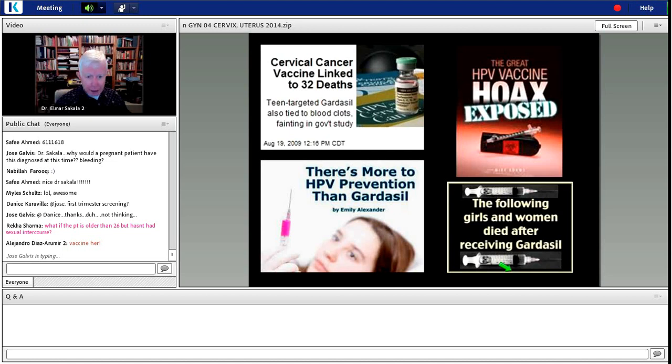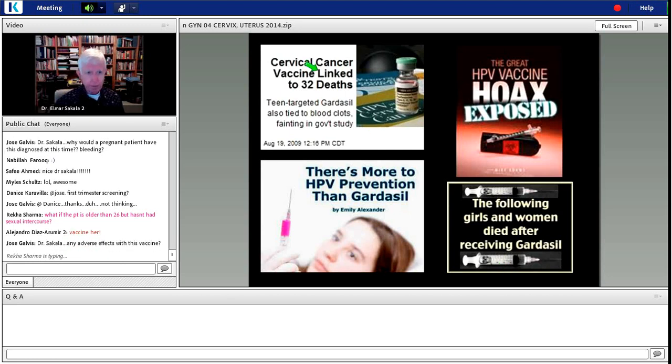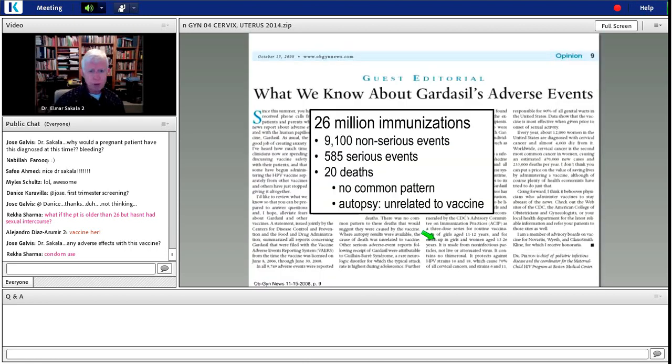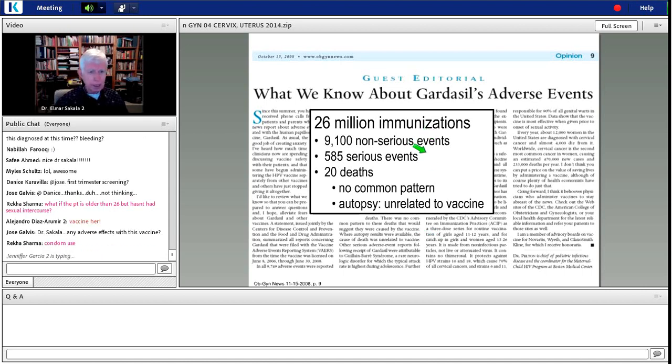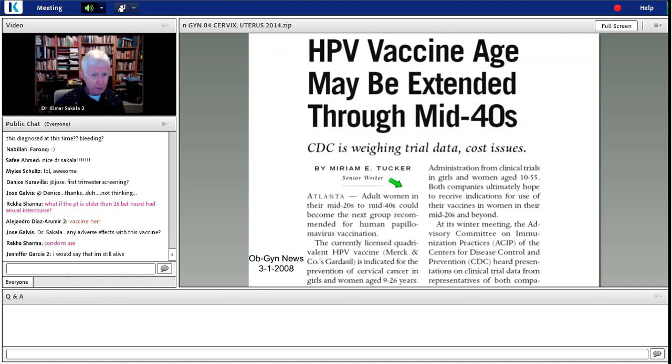Now, there are those who say, my daughter got the HPV injection and she died from it. And so they're against immunization. What do you think of that? The following girls and women died after receiving Gardasil. Well, in the largest study, where they looked at 26 million immunizations, there were 9,000 non-serious events, where the patient got hypotensive, passed out, or had some local irritation. There were 585 serious events and 20 deaths, but when they looked at the cause, they did autopsy. There was no evidence of any relationship to the vaccine. So at this point, it looks like it is still recommended.